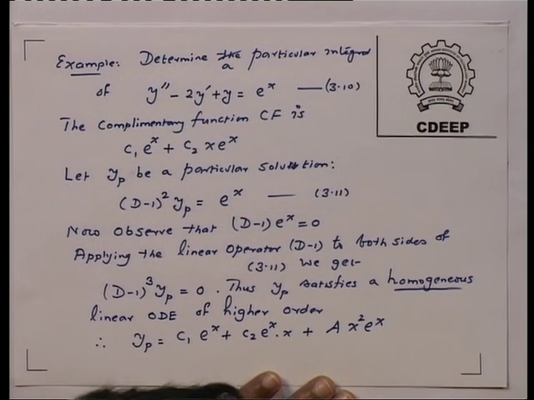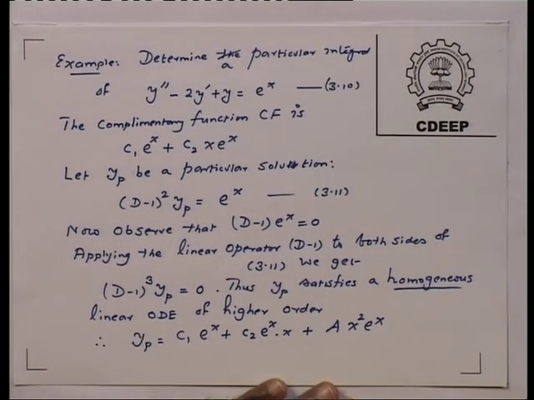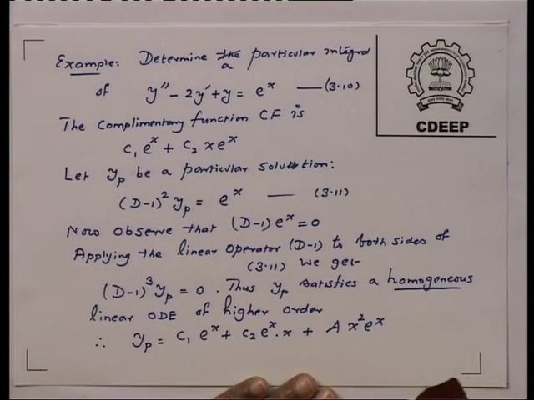So let us now determine a particular integral of y double prime minus 2y prime plus y equal to e to the power x. Here you can please write down just the basic points quickly and hurry up with the writing. Let us not waste too much time in writing all the details. So just write the equation 3.10, y double prime minus 2y prime plus y equal to e to the power x.